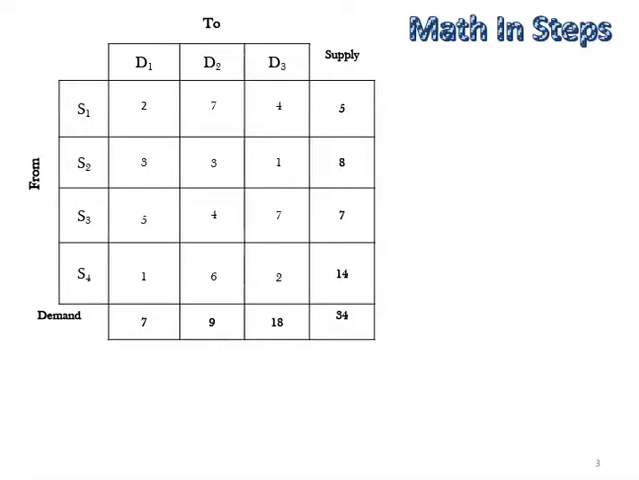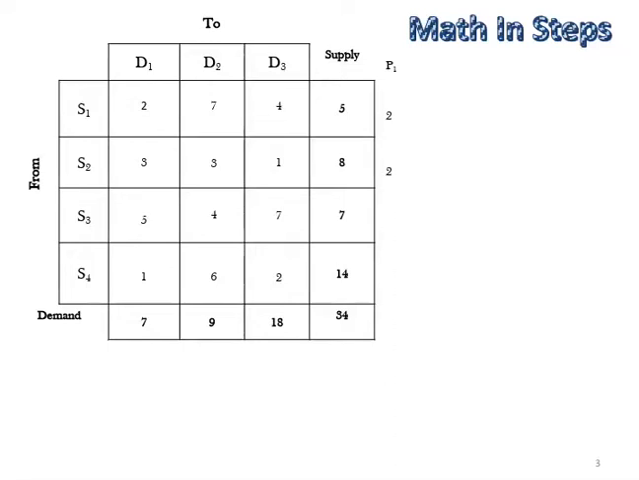So the first stage penalty row wise will be, in the first row of S1 source, you can see the minimum number is 2 and the next minimum is 4. So difference of 2 and 4 is 2. So the penalty for the first row is 2. For the second row, the minimum is 1 and the next minimum is 3. Therefore, the difference is 2. So penalty is again 2 for the second row.